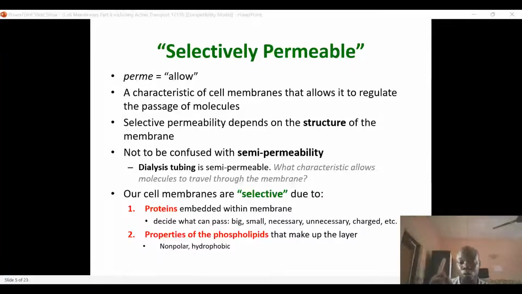And what are those two biomolecules? One is the proteins that are embedded in the cell membrane. It is that protein that will decide what can pass. Is it big? Is it small? Is it necessary for that molecule to get into the cell or not? Is it charged or uncharged? And the second biomolecule that also allows molecules to get into the cell is the phospholipids.